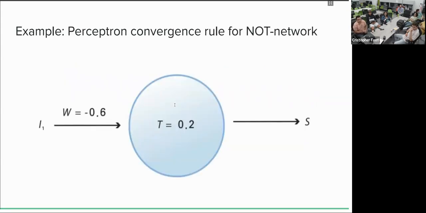This is supposed to be a NOT network. And we can kind of see that if we've got a 0 here, 0 is not greater than 0.2. So it's actually not going to fire when we need it to fire. So how can we fix it? We just use the perceptron convergence rule that we just mentioned.